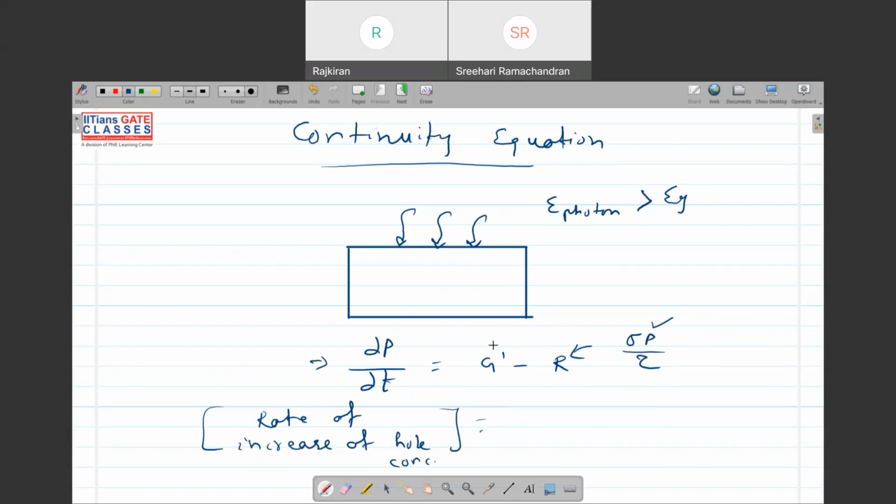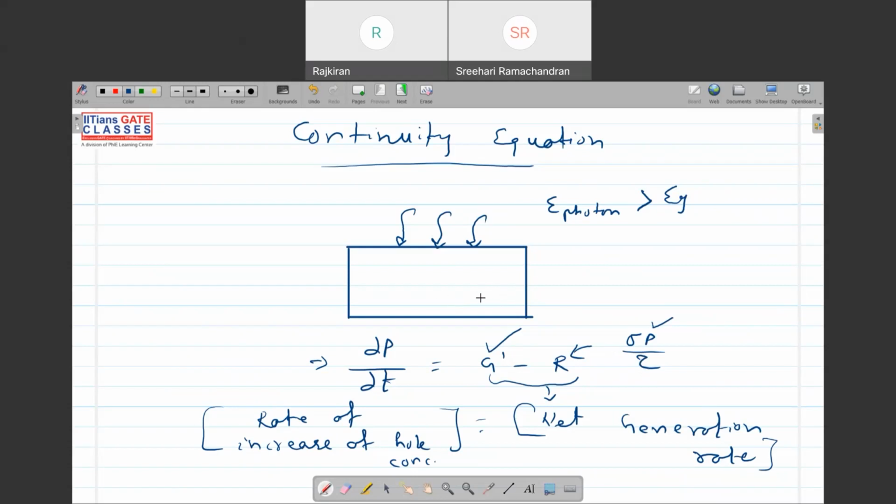So G is the generation rate, the number of carriers generated per unit time, minus the number of carriers recombining per unit time, which will give me the rate of increase of hole concentration. These two together are called the net generation rate. This is my continuity equation if the generation is uniform throughout the volume, so that there won't be any net movement of carriers from one place to another.